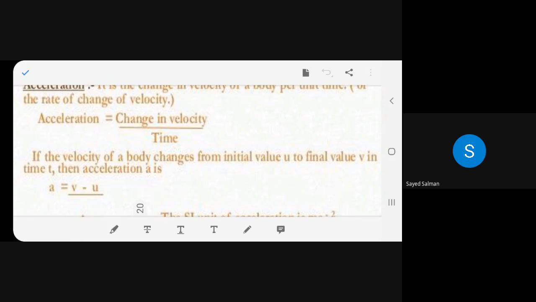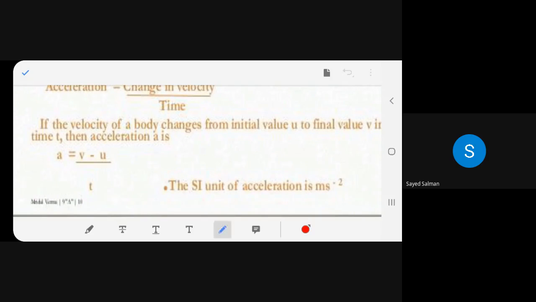If the velocity of a body changes from an initial value u to a final value v in time t, then acceleration a is equal to v minus u upon t. You can see the t has gone down, it should be over here. So a is equal to v minus u upon t. Now this is the formula of acceleration.